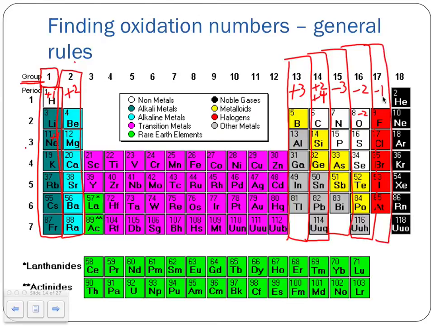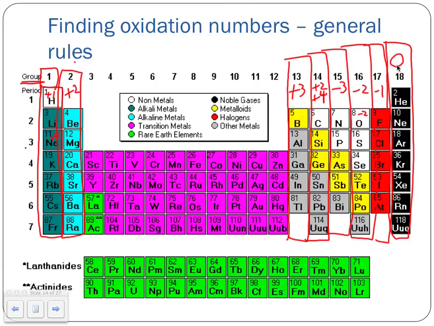Now group 18 we didn't talk about, but there's a good reason for it. These elements right here are known as the noble gases. They do not react with anything for the most part. And because they don't react with anything, they don't form compounds, they don't share electrons, they have an oxidation number of 0 right there. And so that's sort of our oxidation number general rules.